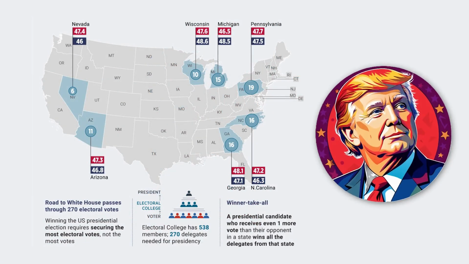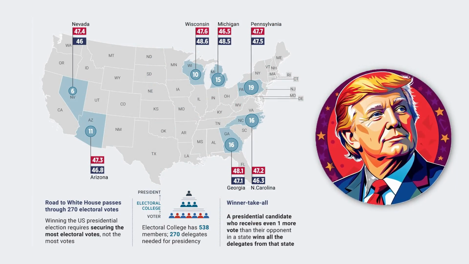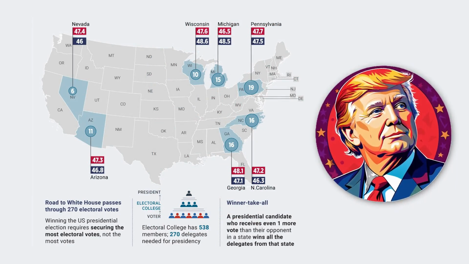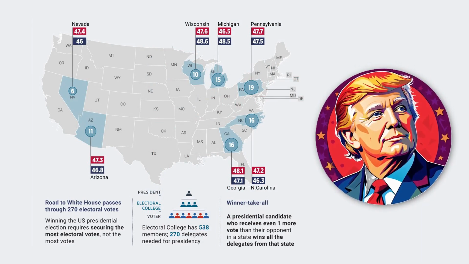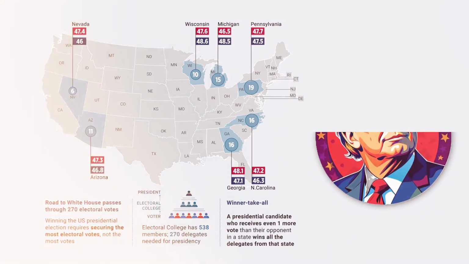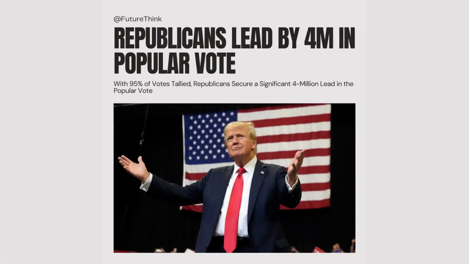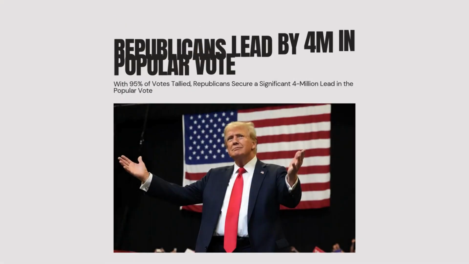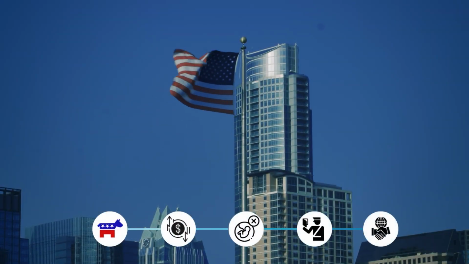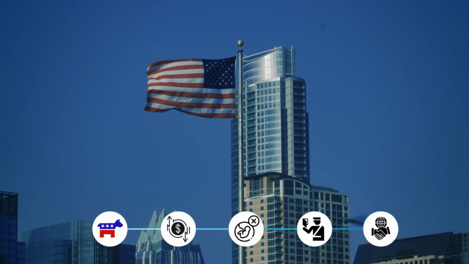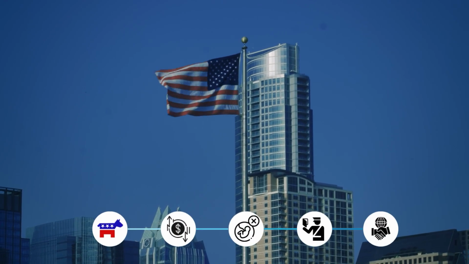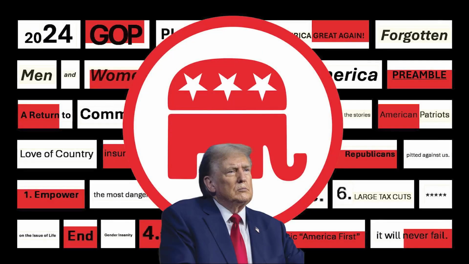Trump's victory was decisive in battleground states, as he captured all 7 key contests: Arizona, Florida, Georgia, Michigan, North Carolina, Pennsylvania, and Wisconsin. With 95% of votes counted, Republicans led by approximately 4 million in the popular vote. The election centered on major issues including democracy, the economy, abortion, immigration, and foreign policy, while showing significant Republican gains across all states compared to 2020.